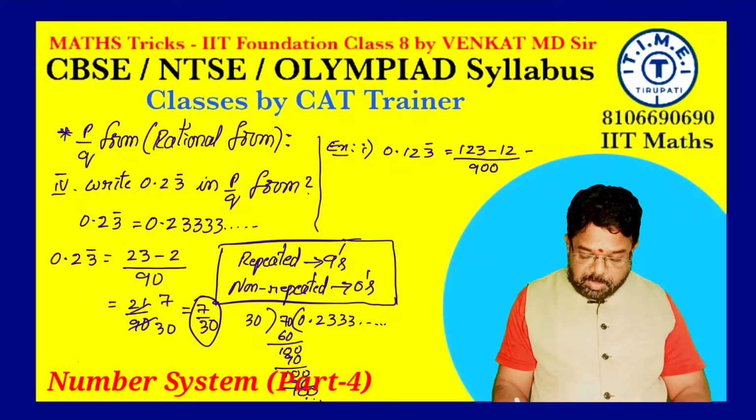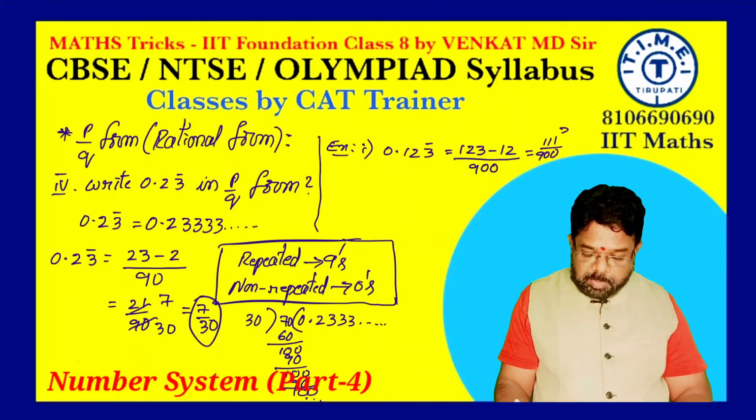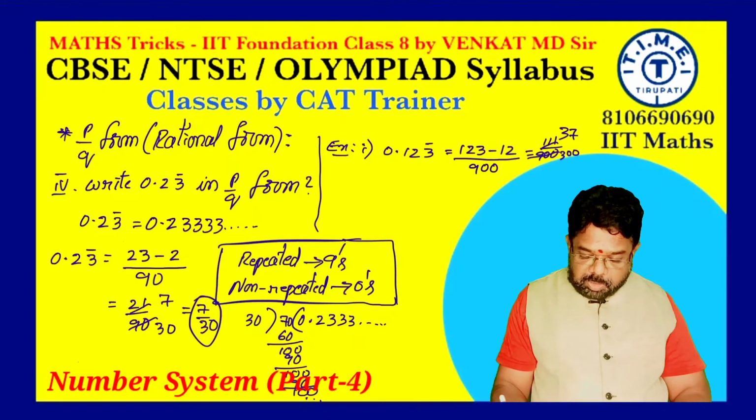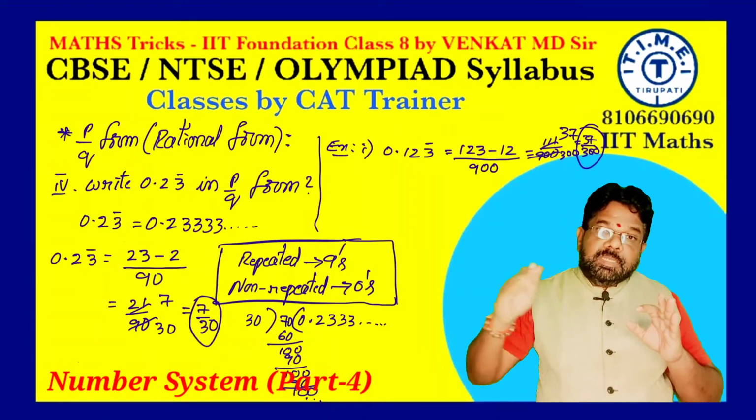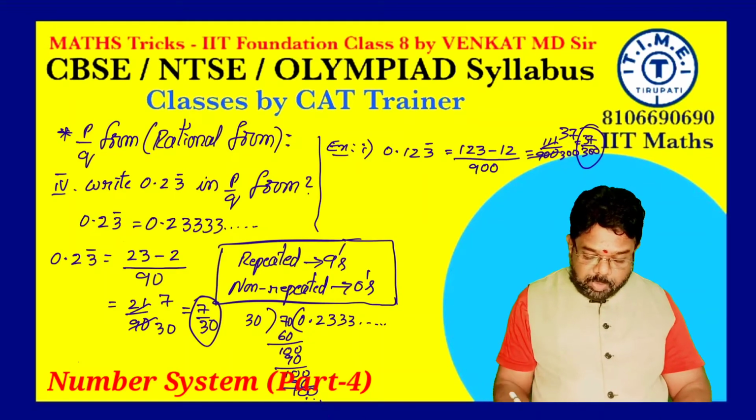What is the simplified form? So 123 minus 12, it is 111 by 900, both are divisible by 3, 3 3s are 9, 3 7s are 21... so 37 by 300. What is its value? 37 by 300, that is the simplified form. If you check 37 by 300, definitely you get 0.123333 and so on. Okay. Now observe one more example for this.